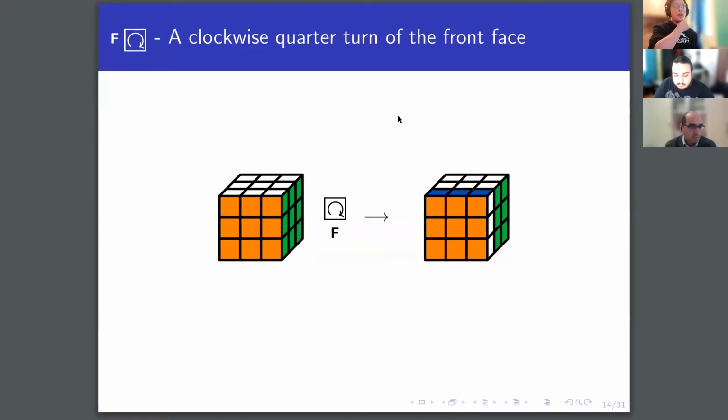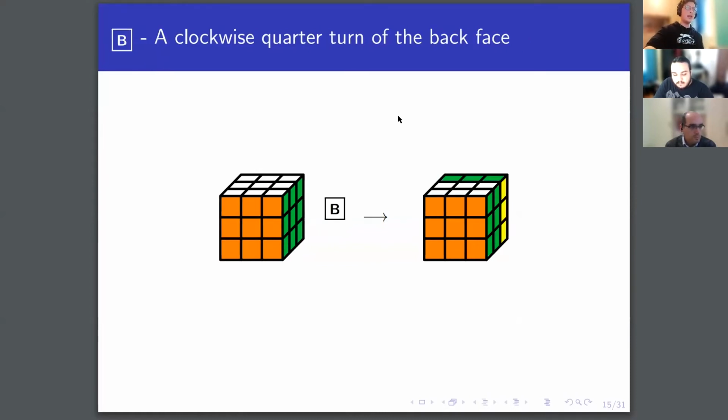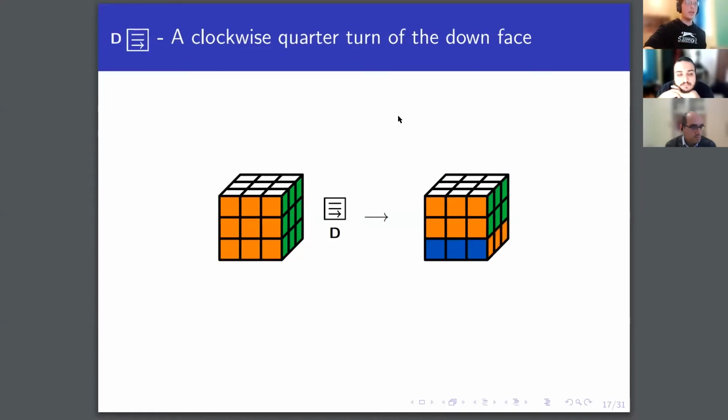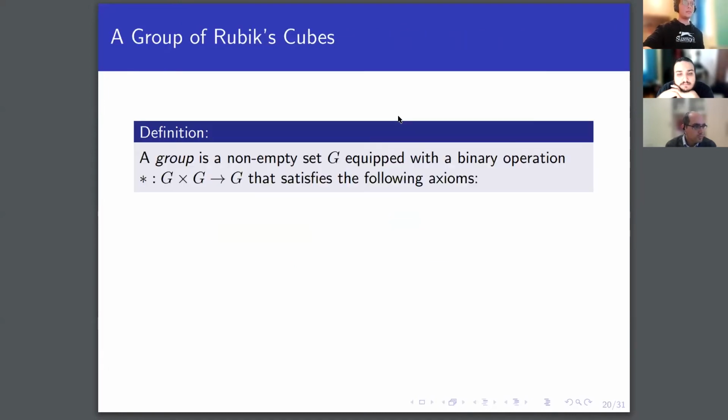Clockwise, as if you're facing the face you're turning. So for the front face, that's quite trivial. But for the back face, you would have to turn the cube around, look at the back face as if it was in front, and rotate it a quarter turn clockwise. These are the 6 moves we can do on a Rubik's Cube, the 6 operations.